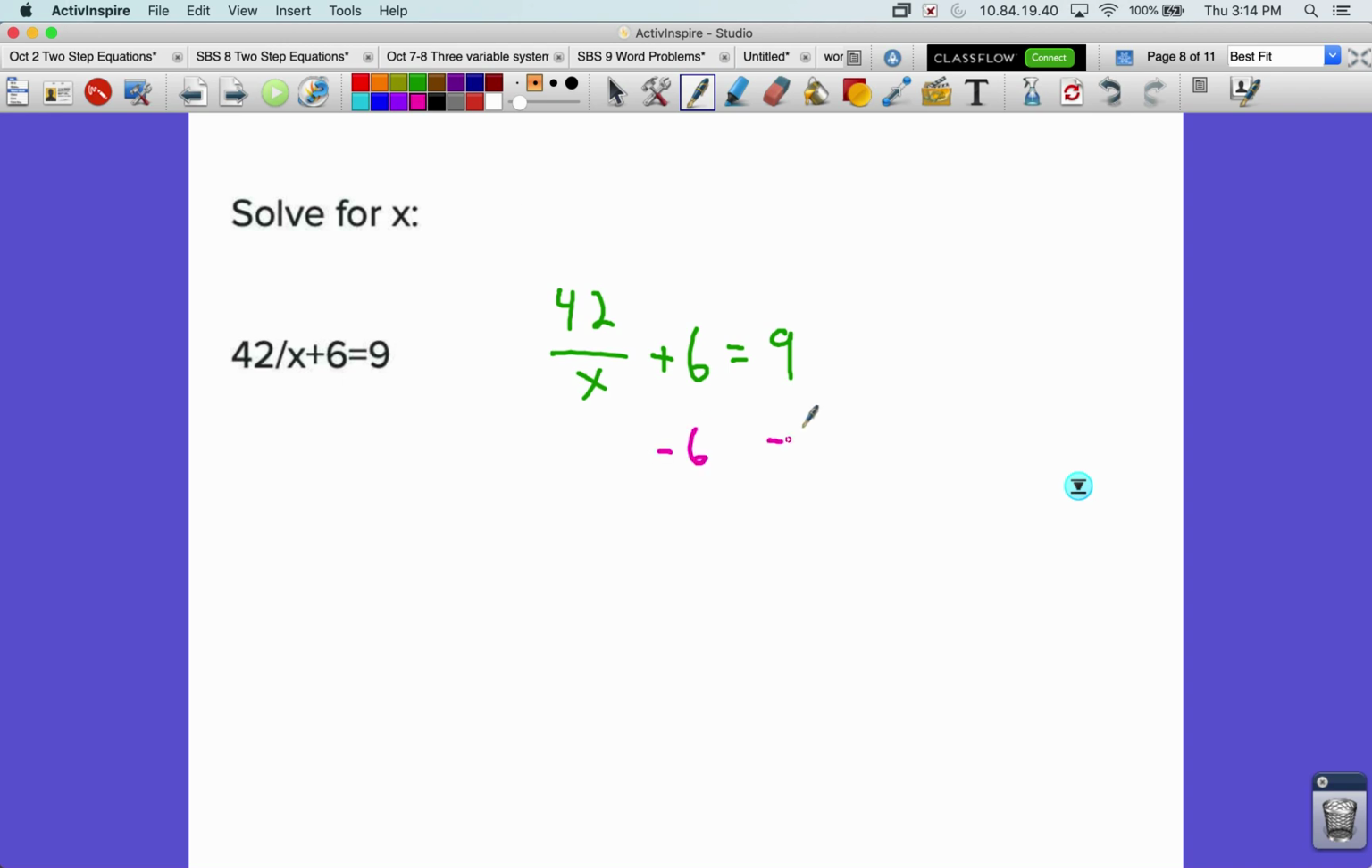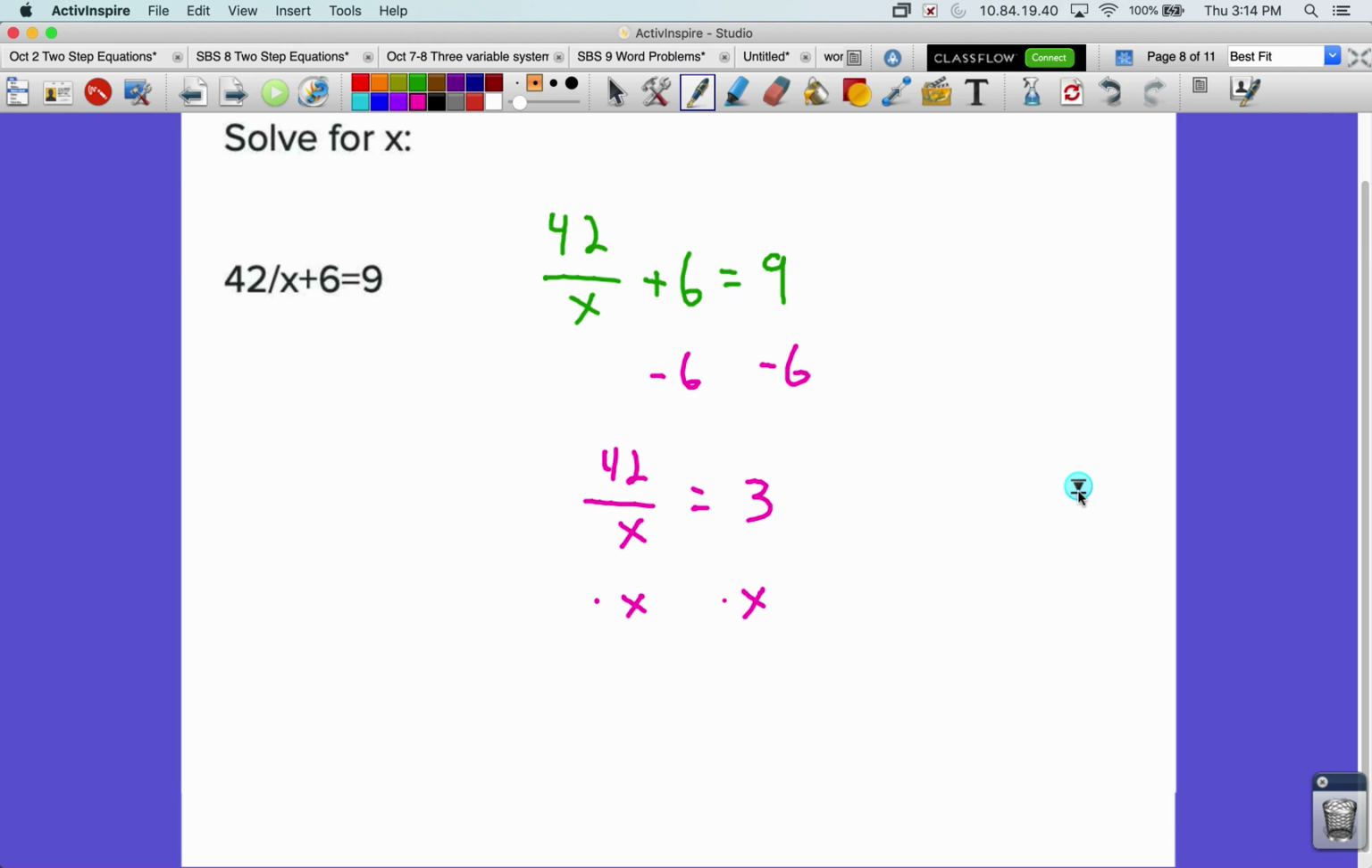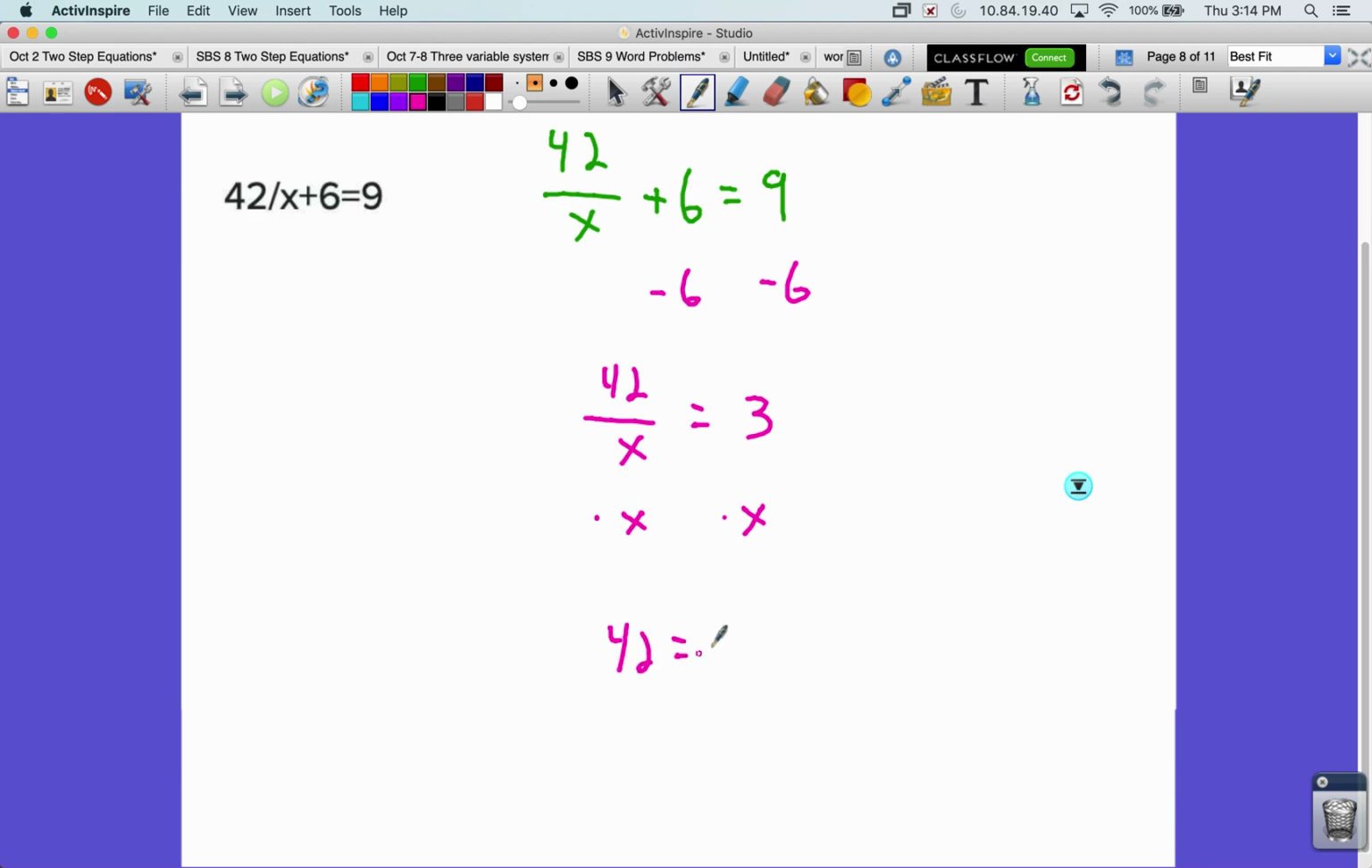I'm going to subtract 6 from both sides. 42 over x equals 3. I'm going to multiply the x to both sides. 42 equals 3x. I'm going to divide away the 3 from both sides. And 42 divided by 3 is 14 equals x. Switch it around, x equals 14.